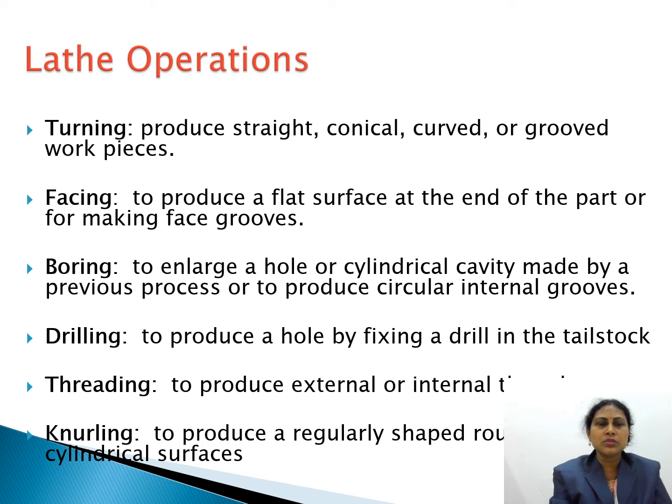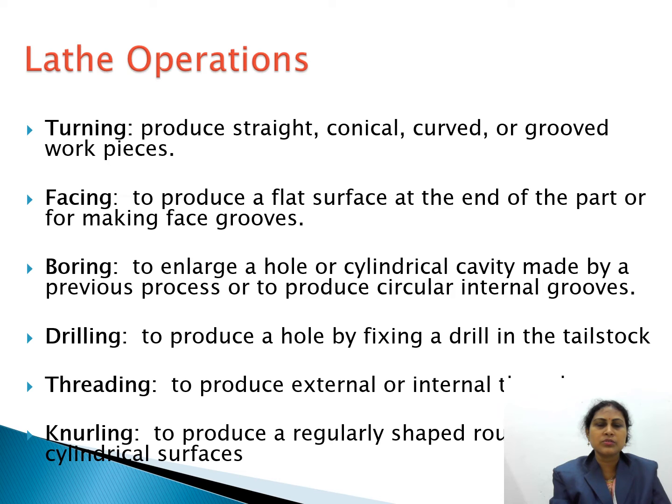So, what are the lathe operations? Different lathe operations in the lathe machines are turning, facing, boring, drilling, threading, knurling. Turning produces straight, conical, curved workpieces. Facing produces a flat surface at the end of the part. Boring enlarges the hole, a cylindrical cavity made by the previous process, or produces circular internal grooves.